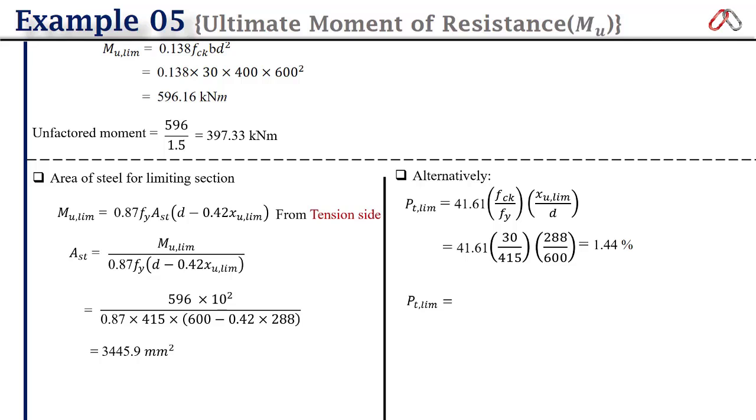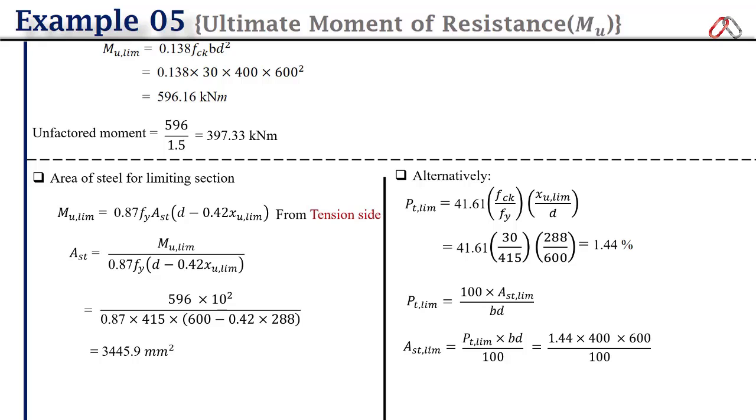Another formula of PT limiting is 100 into AST limiting upon B D. Here we already know the value of PT limiting. We can find the value of AST limiting as 1.44 into 400 into 600 upon 100, that is 3465.6 mm square.